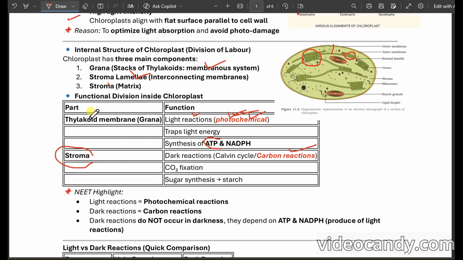सो ग्राना थैलेकॉइड मेम्ब्रेन, जिससे stacked thylakoid membranes is called as grana. The grana is the place of light reaction. That's also called as photochemical reaction. क्यों photochemical reaction बोलते हैं? Because light reactions happen only in the presence of light, which breaks water into hydrogen and electrons and oxygen. Oxygen is evolved. That's why it involves the light. That's why it's called as a photochemical reaction.